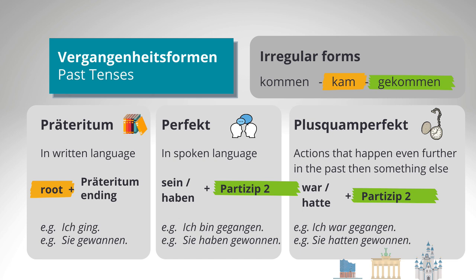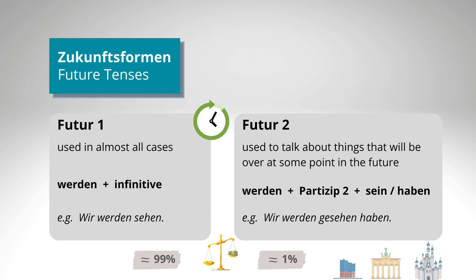The past tenses are probably the hardest part of German. Now let's move on to a more easier part. The only kind of tenses that we now have left are the future tenses or Zukunftsformen in German. Here we have the Futur 1, future 1, and the Futur 2, future 2. The Futur 1 is used in almost all cases and it's the German version of the will future, going to future, and future progressive. The Futur 2, on the other hand, is only used in about 1% of all cases, and it's used to talk about things that will be over at some point in the future.